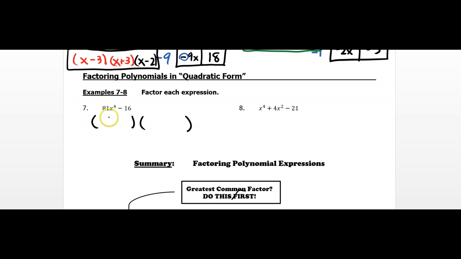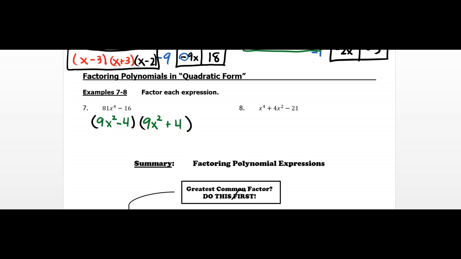81x to the 4th, well, the square root of 81 is 9, so we know there's going to be a 9 on both of these terms. And then to get an x to the 4th, you just take x squared times x squared. Okay, so the square root of 81x to the 4th is 9x squared. 16, we know the square root of 16 is 4, and so using our difference of squares rules, this factors into 9x squared minus 4 times 9x squared plus 4.